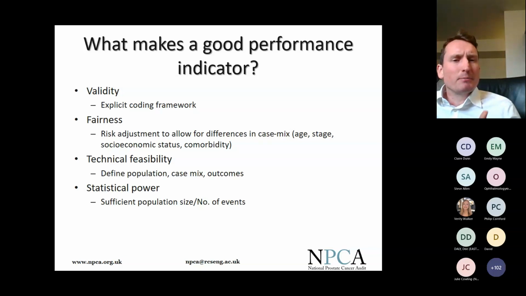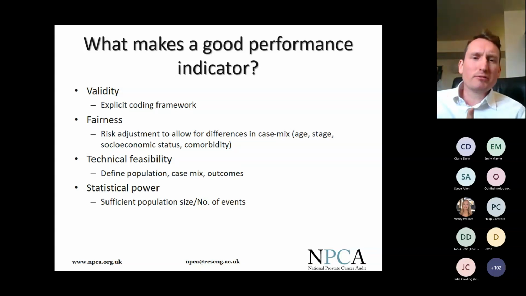I think Jan briefly touched on this in his slides. So validity: we've certainly got validity there because we've shown an explicit coding framework, and we've got a number of ways of making sure that we've shown them to be valid. Second point is, are they fair? Can you use them to compare providers? The most important thing there is we were able to risk adjust to allow for differences in case mix. So we were able to adjust for age, stage, socioeconomic status, and comorbidity.